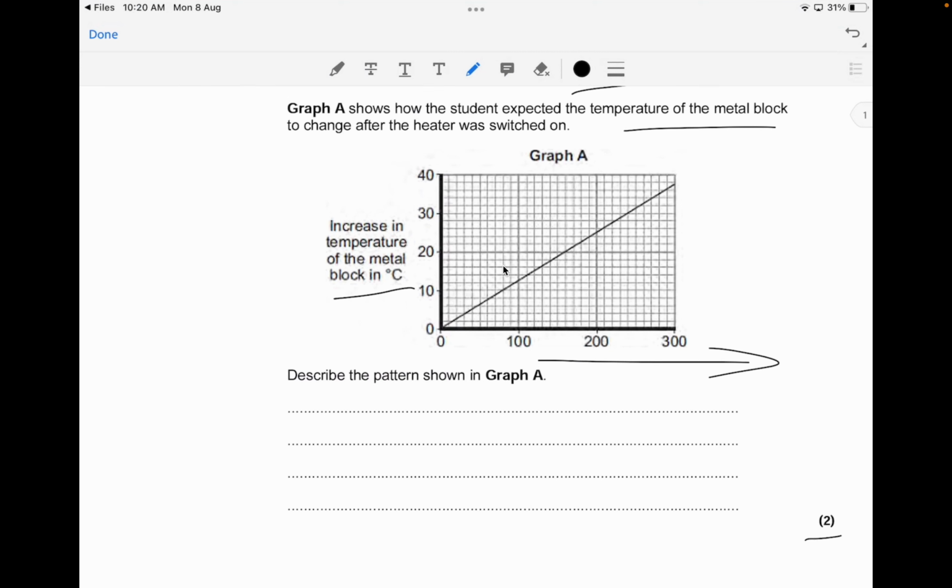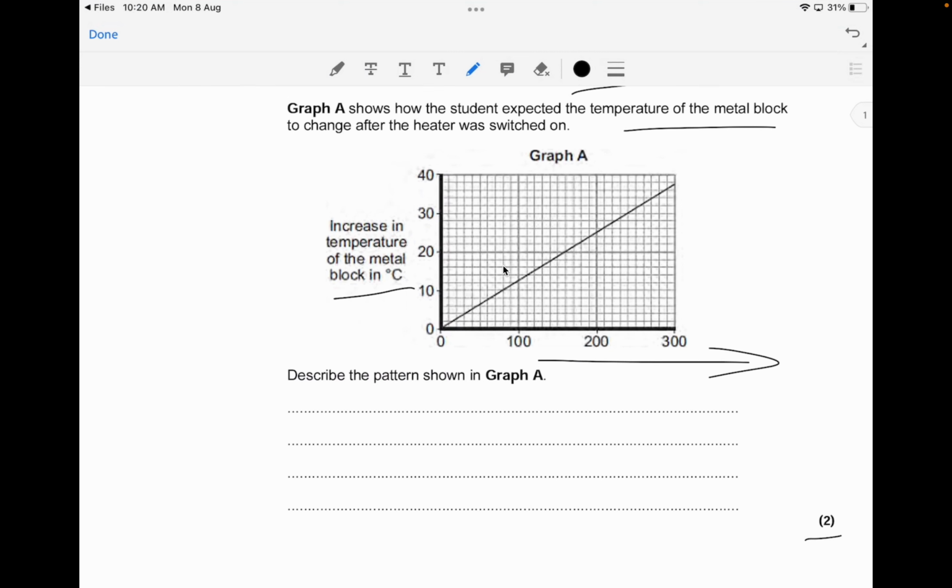The question is for 2 marks, and we have to describe the pattern shown in graph A. One good tip is that no machine is 100% efficient when dealing with efficiency, because they waste some form of energy as heat, sound, etc. So no machine is 100% efficient, as some wasted energy is usually transferred to useless thermal energy stores. That's one good tip you can take down.